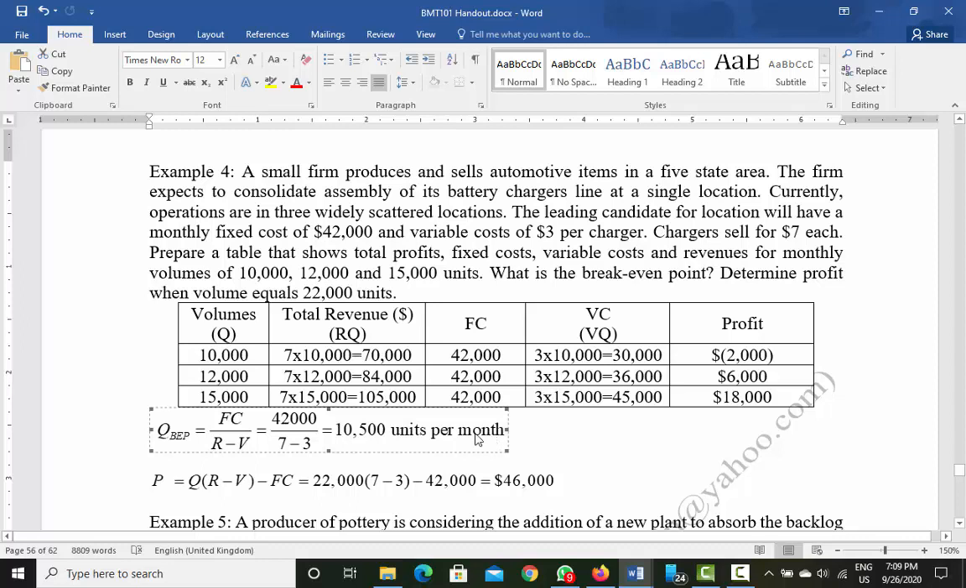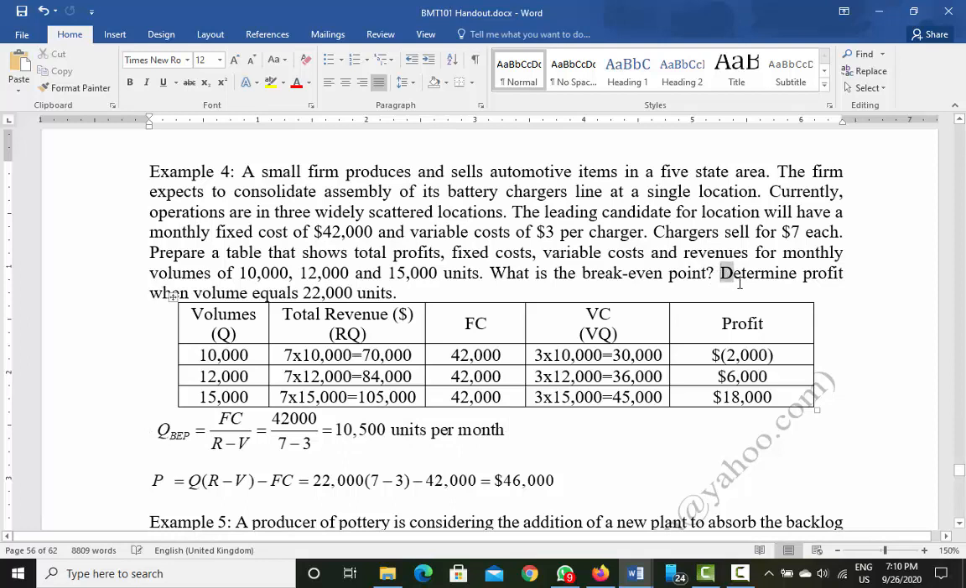So that means if you produce 10,500 units per month, you will have a no profit, no loss situation. But if you produce less than these units per month, you will end up in loss. If you can produce and sell more than 10,500 units per month, you will make some profit.